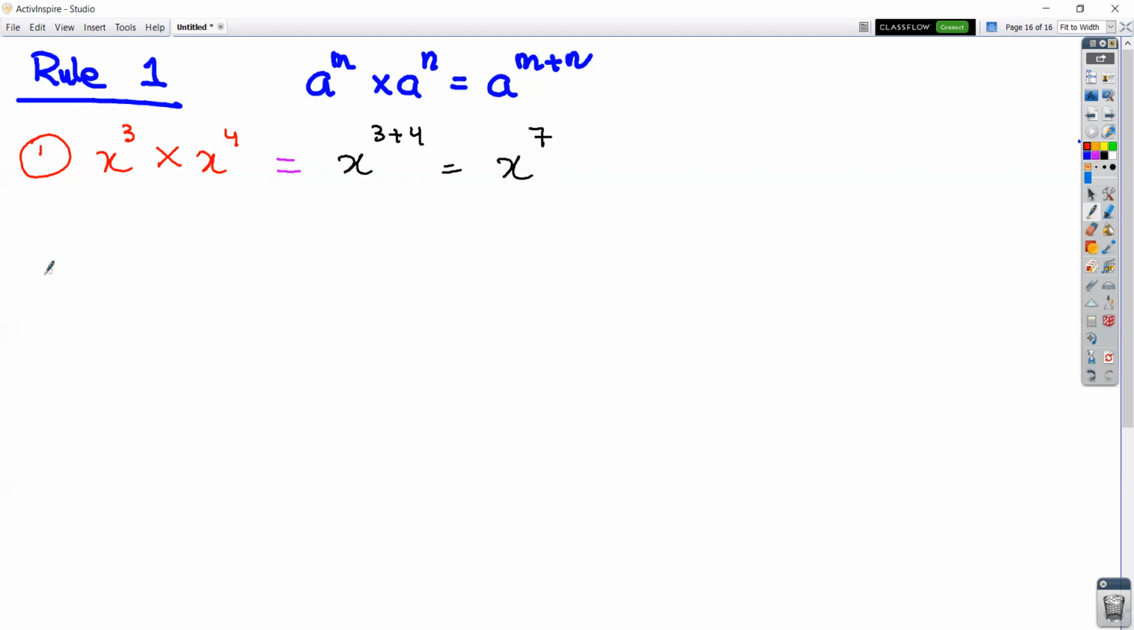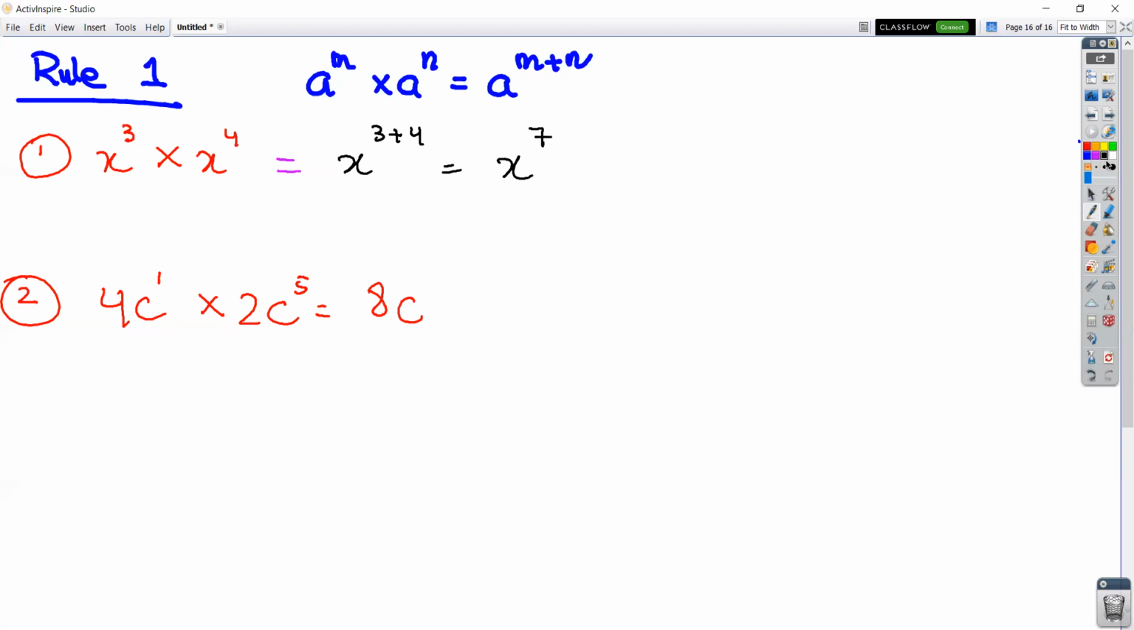To do the next one now, if we have 4c times 2c power 5. How this is different to the first one is, in the first one, there is no number, just the x variables. In the second one, we have numbers as well as variables. So whenever you have numbers and variables together, you simplify the numbers first. I see a 4 and a 2, you multiply them together to get 8. With c, there is no power written, so it is 1.